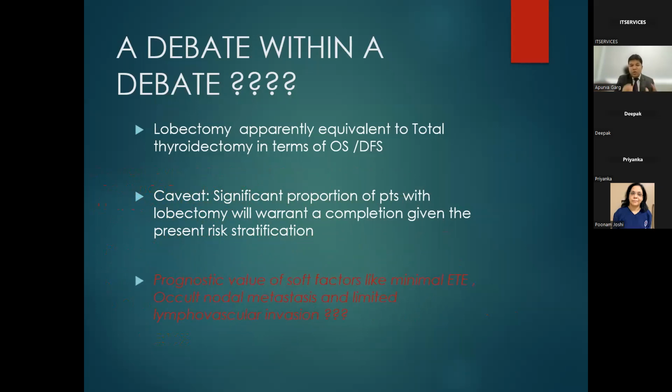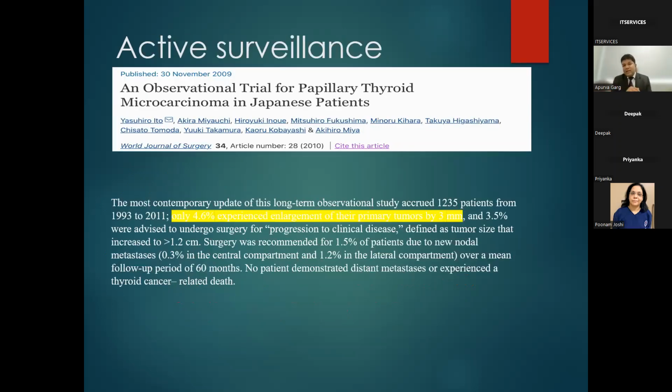We don't know the prognostic value of soft factors like minimal extrathyroidal extension, occult nodal metastasis, and limited lymphovascular invasion. There was a study by Ito et al. which showed that active surveillance was very much sufficient, and only 4.6% of the patients experienced enlargement of the primary tumors by 3 millimeters, and 3.5% were advised to undergo surgery for progression of clinical disease, which was defined as tumor size increasing to more than 1.2 centimeters. Surgery was recommended for 1.5% of patients due to new nodal metastasis, just 0.3% in the central compartment and 1.2% in the lateral compartment, over a mean follow-up period of 60 months. No patient demonstrated any distant metastasis or experienced a thyroid cancer-related death.